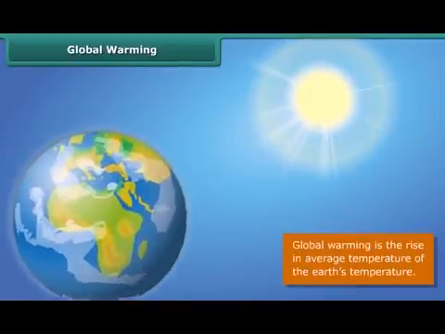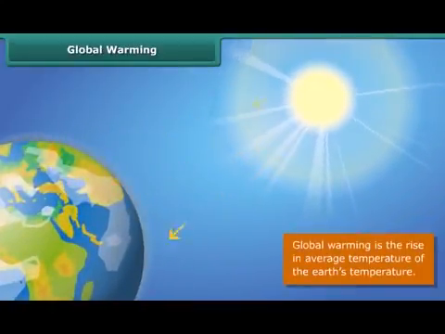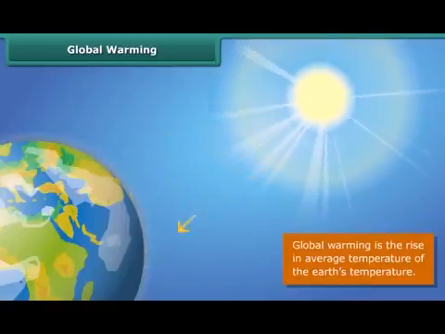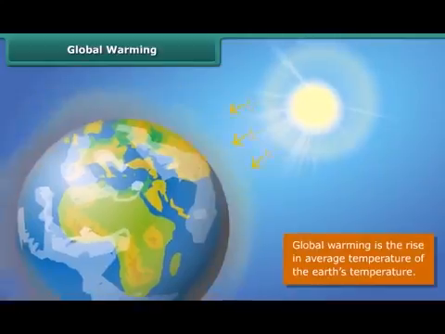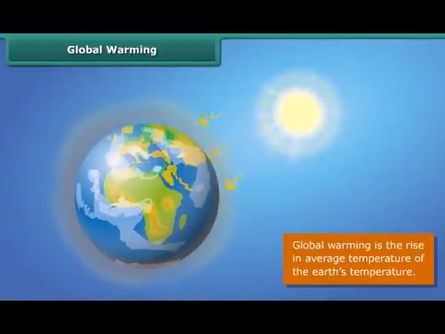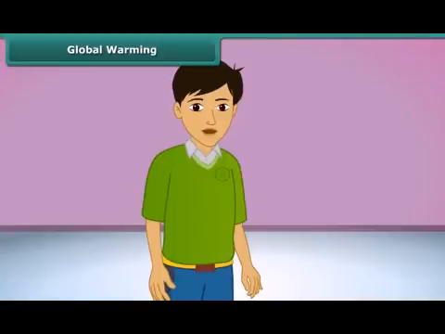Global warming means Earth is heating up. Scientists believe that Earth's temperature is going to increase even more in coming years. Scientists say that the greenhouse gases like carbon dioxide trap the heat from sun and increase the temperature of Earth's atmosphere. Can you imagine the consequences of heating of Earth's atmosphere?